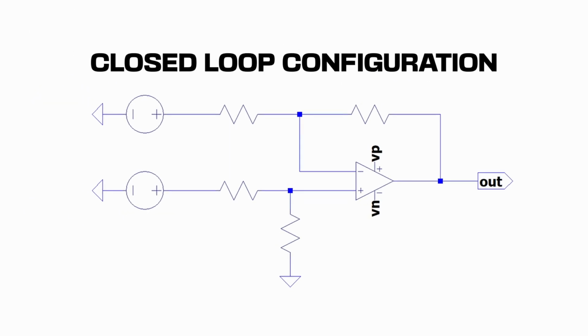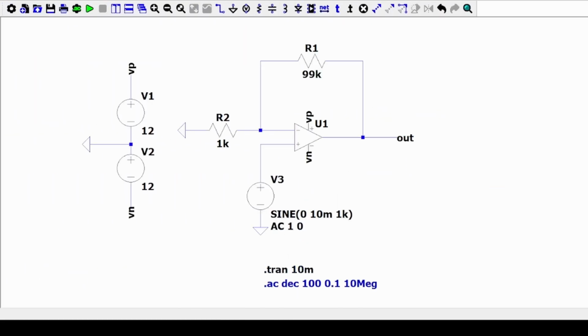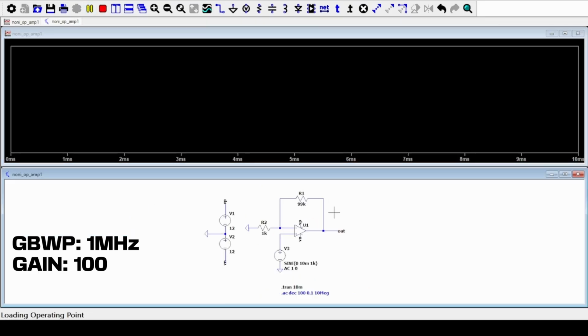So how does this work for an op-amp in a closed loop configuration? Let's build a simple non-inverting amplifier. Let's say the gain bandwidth product on the spec sheet for this op-amp is 1 MHz. The gain of this non-inverting amplifier is 100, so we assume this op-amp begins to notably attenuate at 10 kHz.